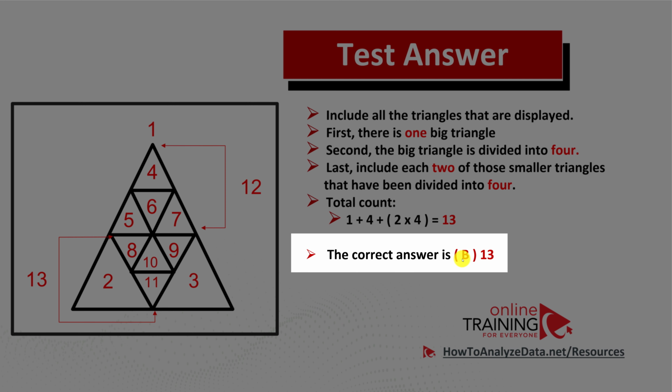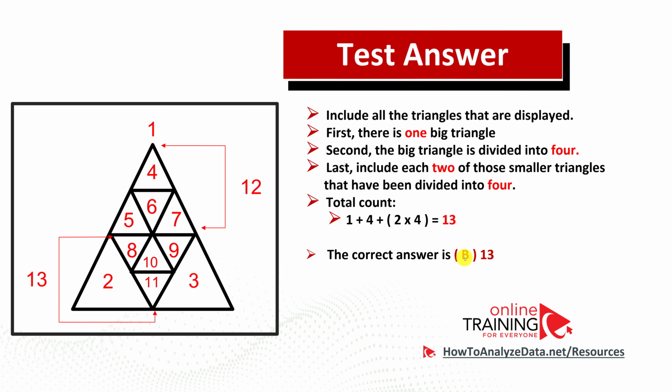So the correct choice here is choice B, 13. And the key to answer this question is to make sure you did not miss any of the triangles shown in the picture. Hopefully you've nailed this question and now know how to answer similar questions on the test.